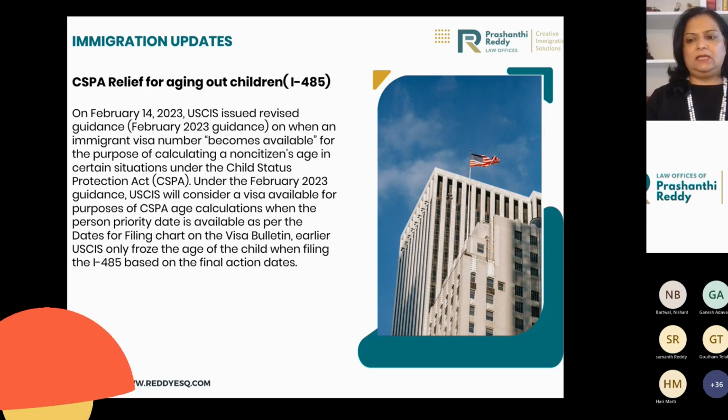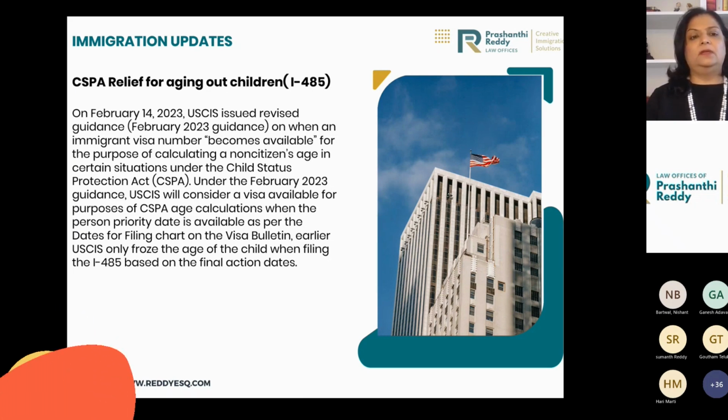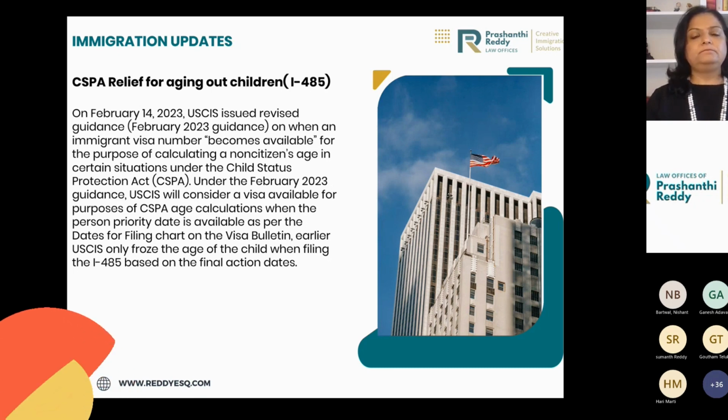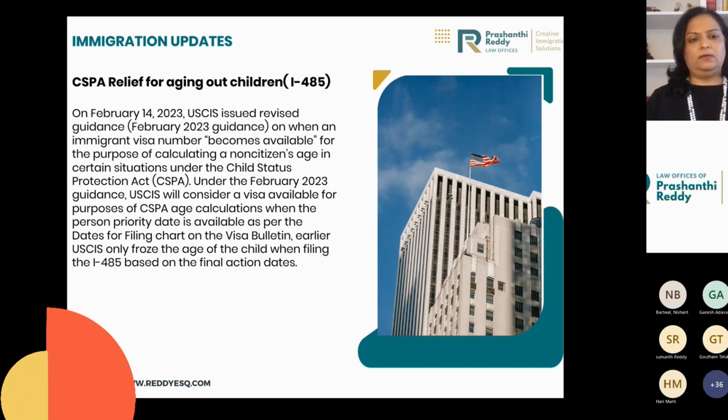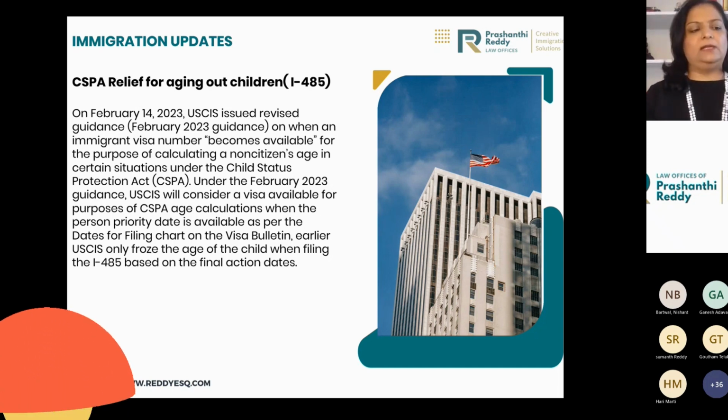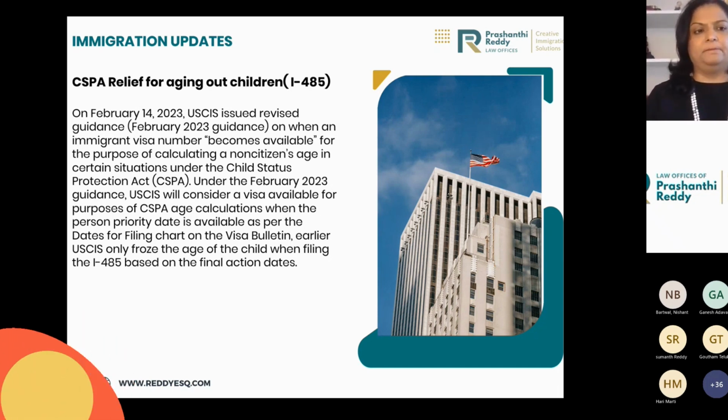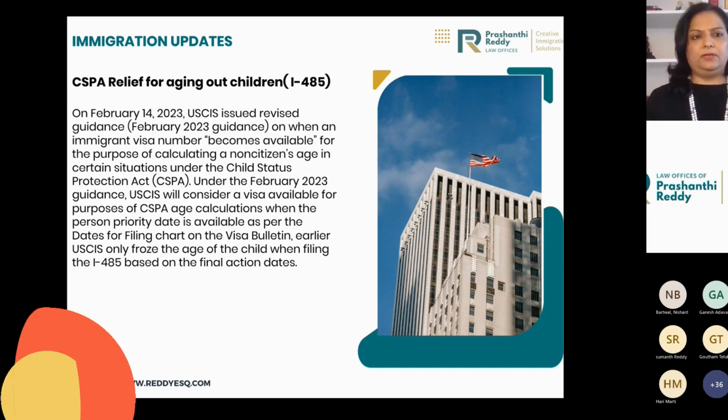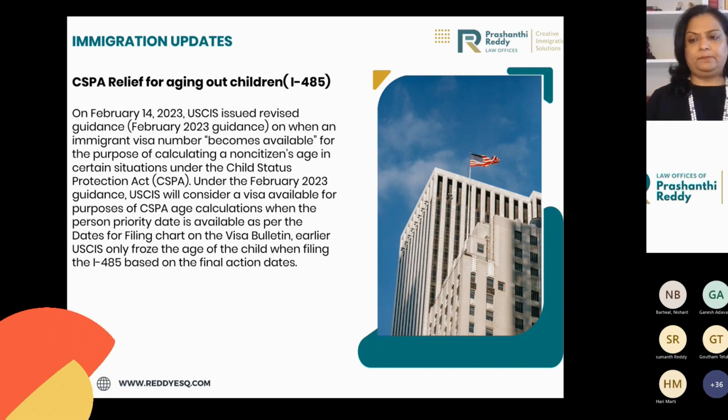Now USCIS is saying that all those children who aged out can actually file a motion to reopen, which is great news. I would urge everyone to take advantage of this. And also for future cases, if your child is filing with you, even if you're filing based on the dates for filing chart, your child's age will be frozen automatically. So that's a very important update to CSPA relief. Next slide.